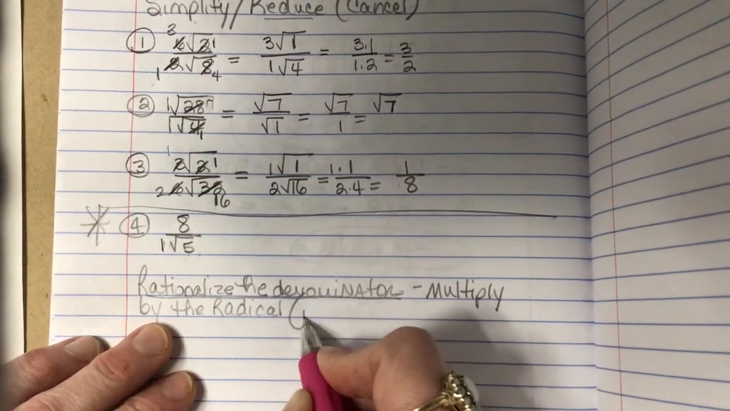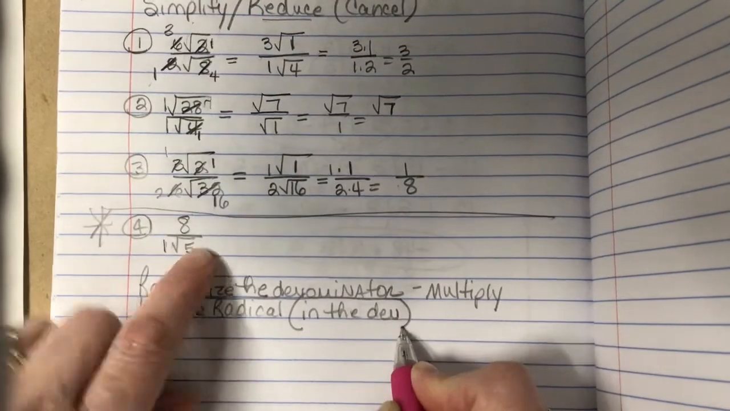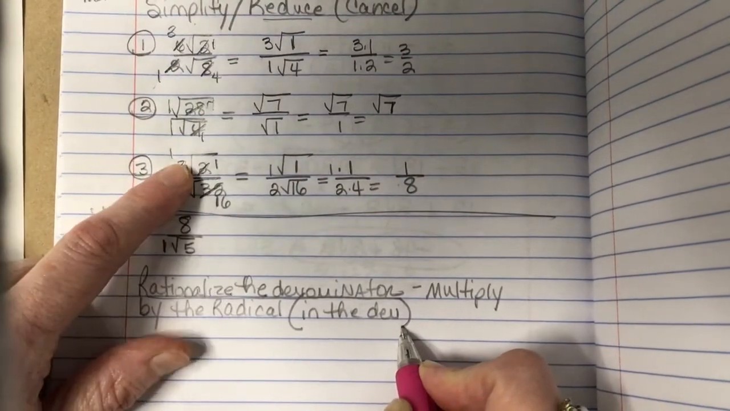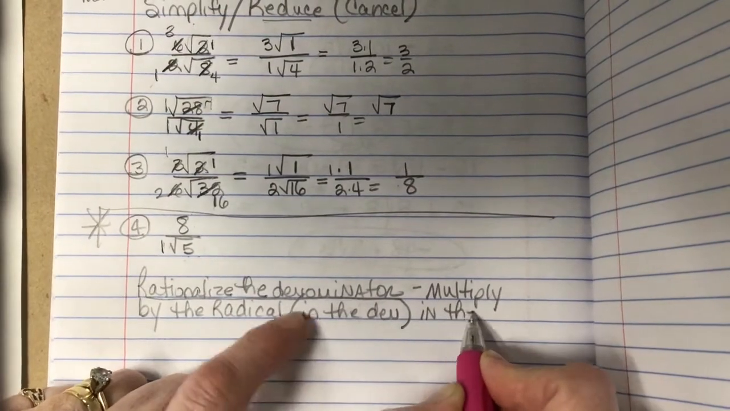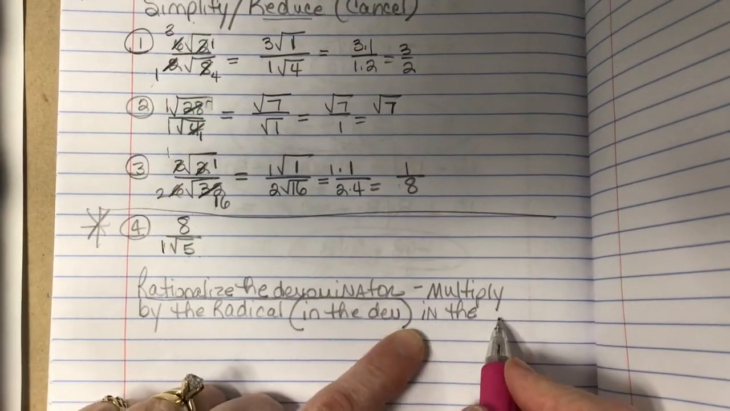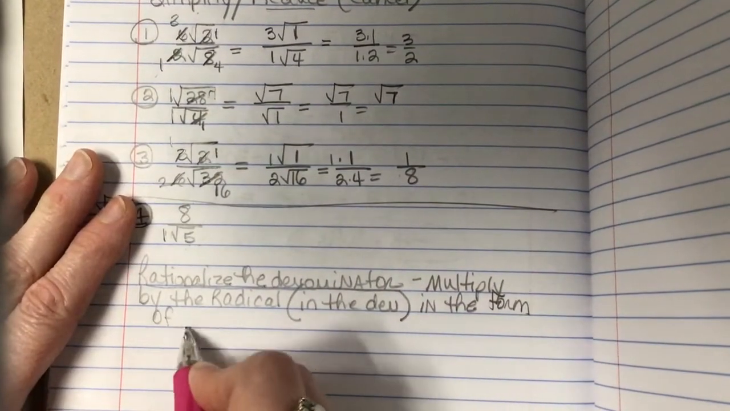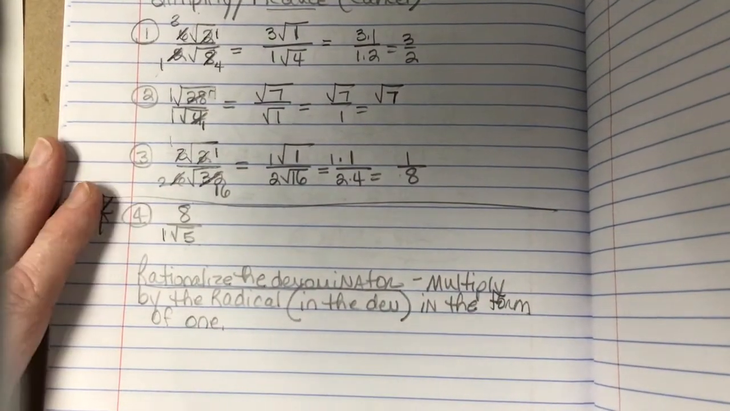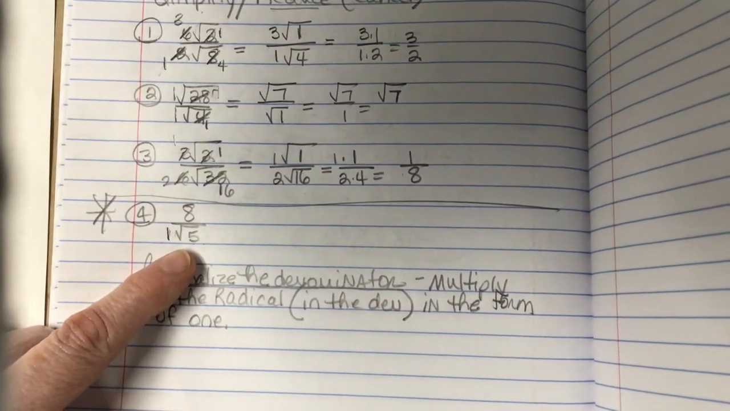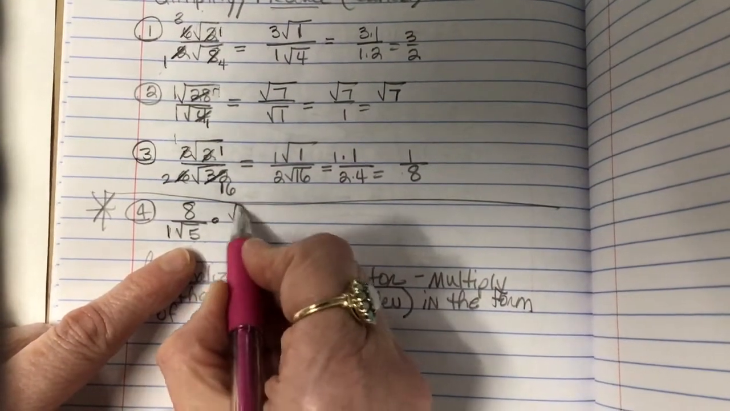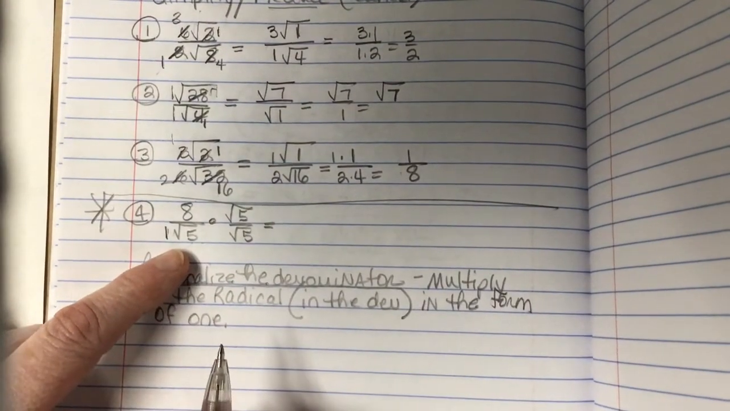And I'm going to put in the denominator because we're only trying to get rid of that square root of 5. Doesn't matter if you have a square root on top. So you find what you need to get rid of, and you multiply it as square root of 5 over square root of 5, which is 1.